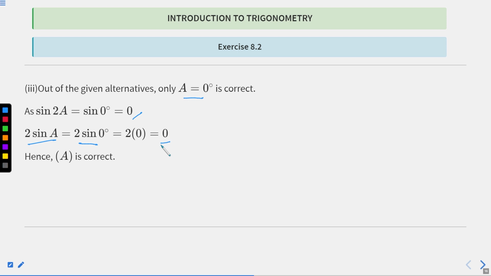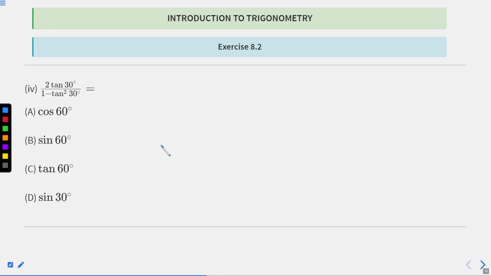Okay, now let us move to question number 4. Here we have 2 tan 30 degree divided by 1 minus tan square 30 degree. We have these options: in option A we have cos 60 degree, in option B we have sin 60 degree, in option C we have tan 60 degree, and in option D we have sin 30 degree. Let us see how to solve it.